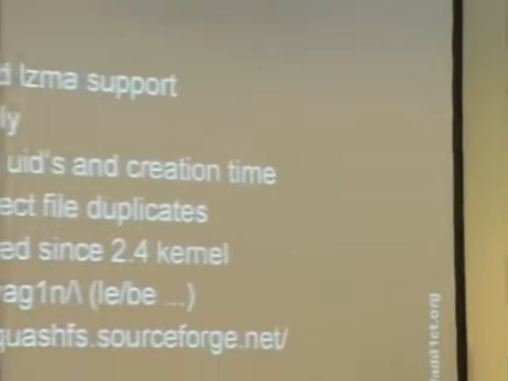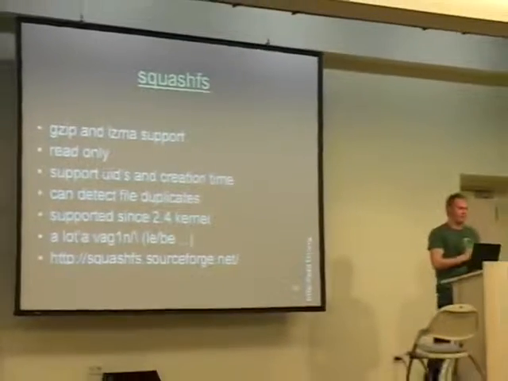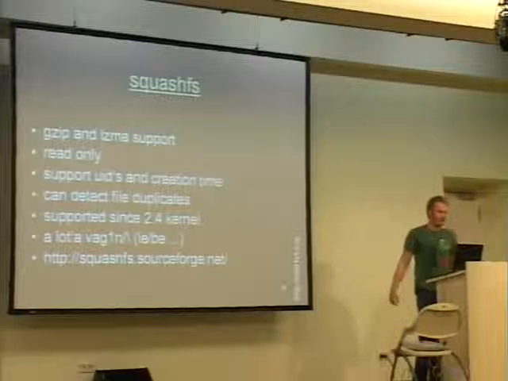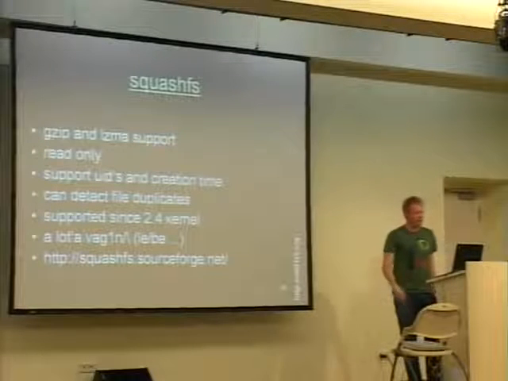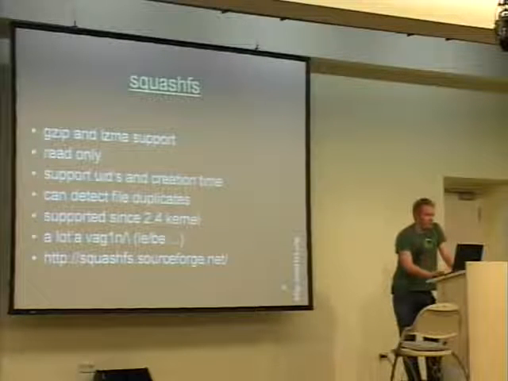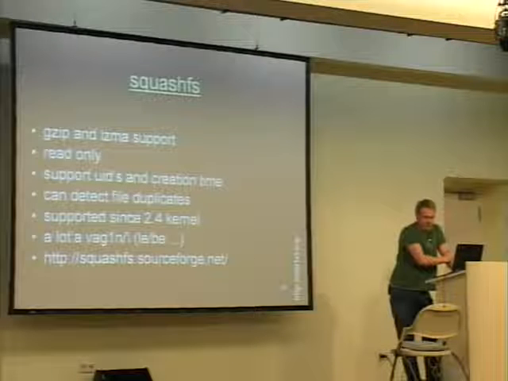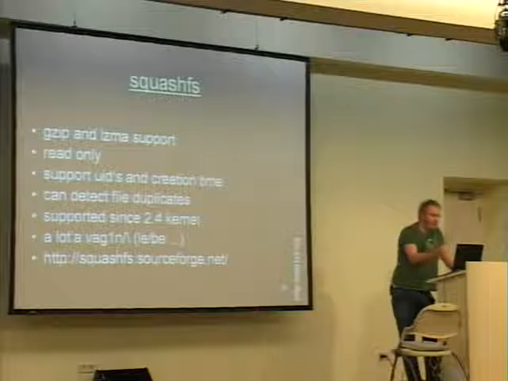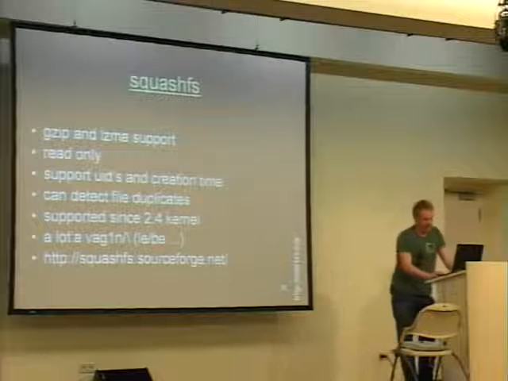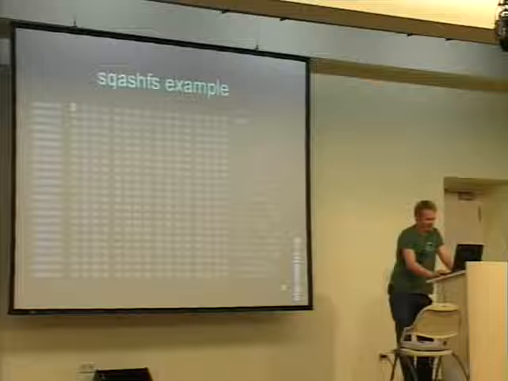SquashFS. It has a lot of options, a long list, and you can do a lot with it. You have gzip support, LZMA, and it's also read-only. You have UIDs and creation time support. You can detect duplicates, and from the beginning you can say, okay, I want to have it in little endian, or I want to have it in big endian, I want to have some inodes, whatever. That's how it looks.